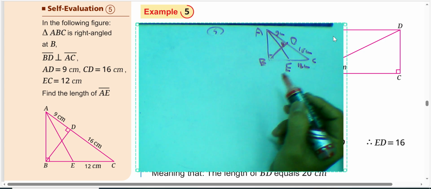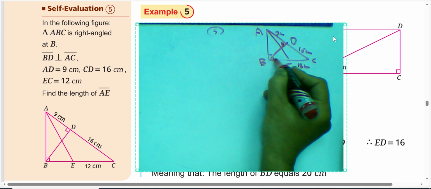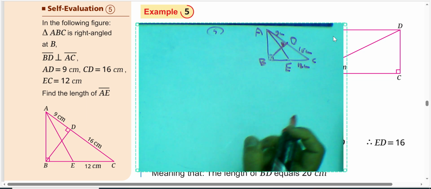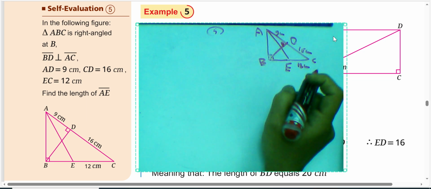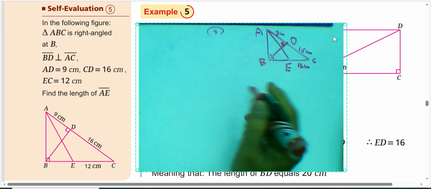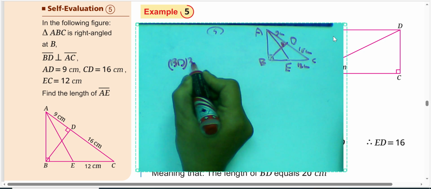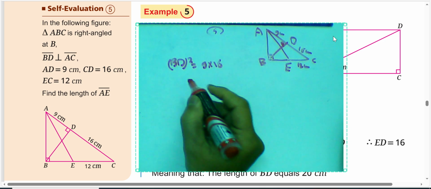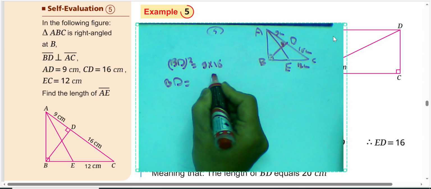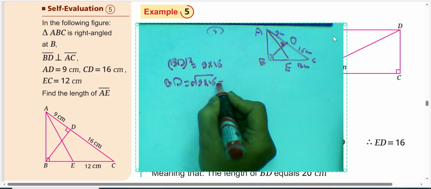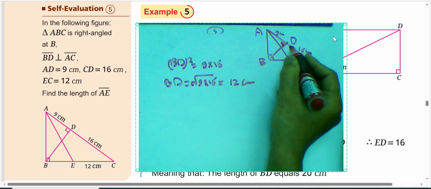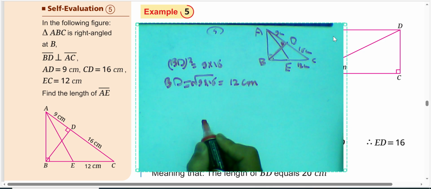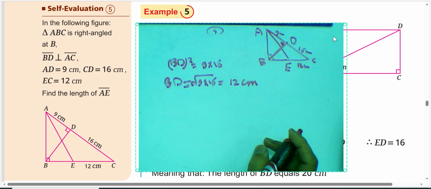Okay, how to find the length of AE? AE is the hypotenuse of this right angle triangle, so we must find AB and EB. We have 12 centimeters and 9 and 16. First step, we can find DB from Euclid's theorem. We have DB power 2 equals 9 times 16, the conjuncts. Then BD equals the square root of 9 times 16, 4 times 3 equals 12. Then BD will be 12 centimeters.